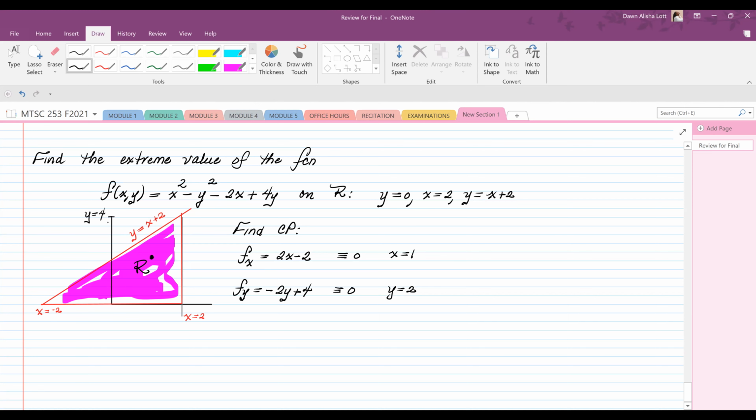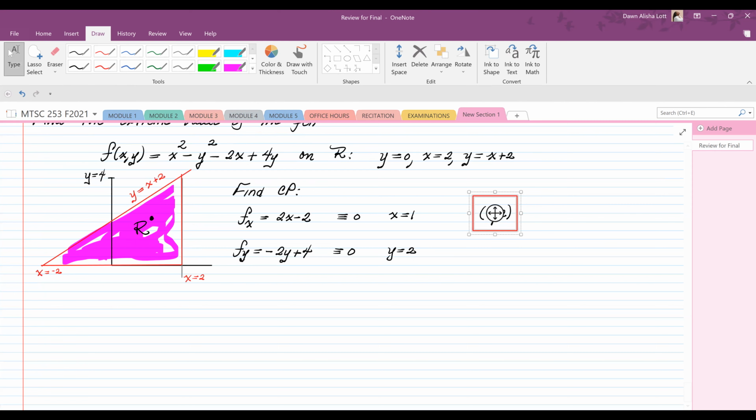So find f at the point. So that right there, (1, 2), is one of the places you have to check in the end. That's one of the places. Now you have to do your boundaries. So you have to do each boundary.